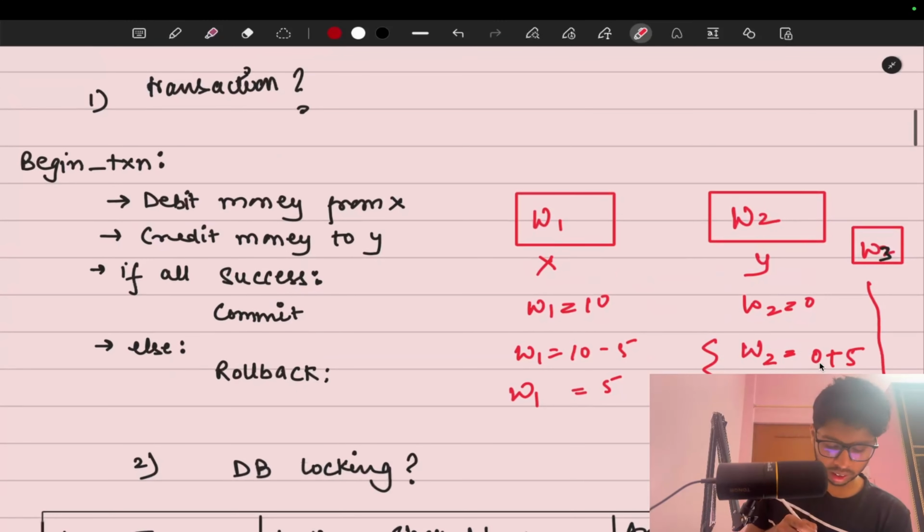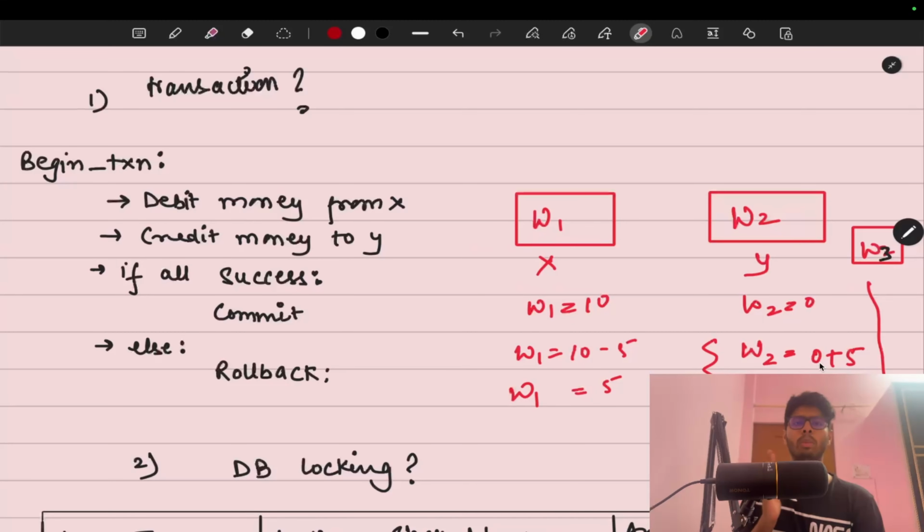So I have taken an example here that we are going to debit the money from X, we are going to credit the money to Y, and if everything is successful, we are going to say commit, like voila, everything is good. But if there is some problem in any of the steps, we are going to roll back. Let's understand it with an example. So suppose I have two wallets X and Y.